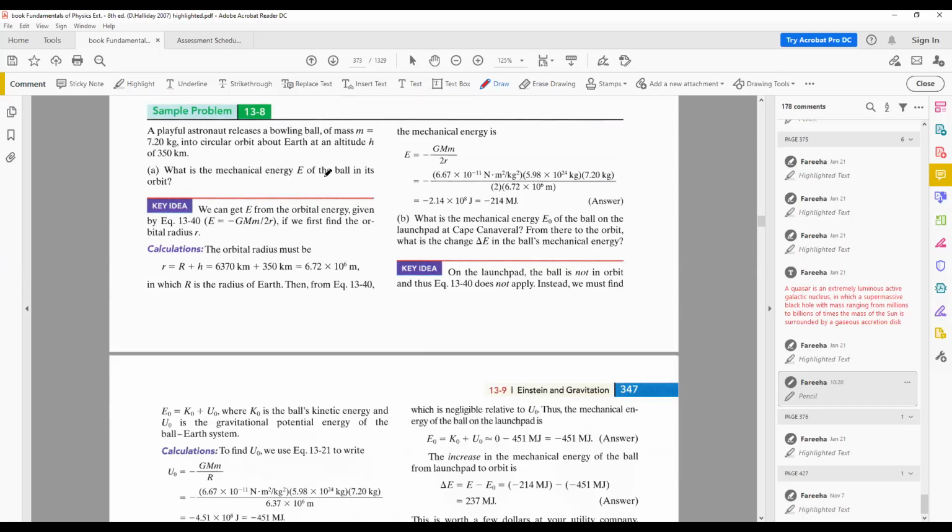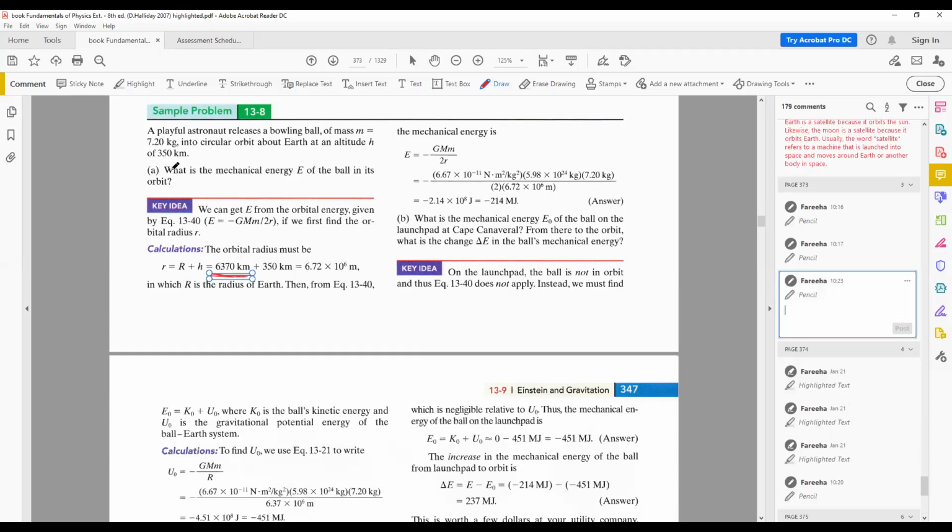So what is the mechanical energy E of the ball? The formula for the mechanical energy, just as we studied before, is E equals minus G, the gravitational constant, times the mass of the earth and the mass of the ball multiplied together, divided by 2r. r is the distance between the two bodies. In this case, r will be equal to the radius of the earth plus the height above the earth, because we are starting from the center of the earth. The radius of the earth you can find in any table. It's given here. And then you add the altitude h, which is 350, and the total value of r comes out to be this.